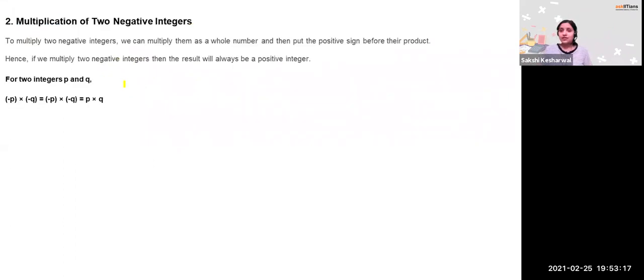Okay. So it says the multiplication of two negative integers, just keep it in mind. What happens if you multiply two negative integers like -2 into -3? So -2 into -3 will be what? Beta, it is +6. Why is it +6? To multiply two negative integers, we multiply them as whole and then put the positive sign before their product, right? So hence when we multiply two negative integers, the result is what? Beta, positive.